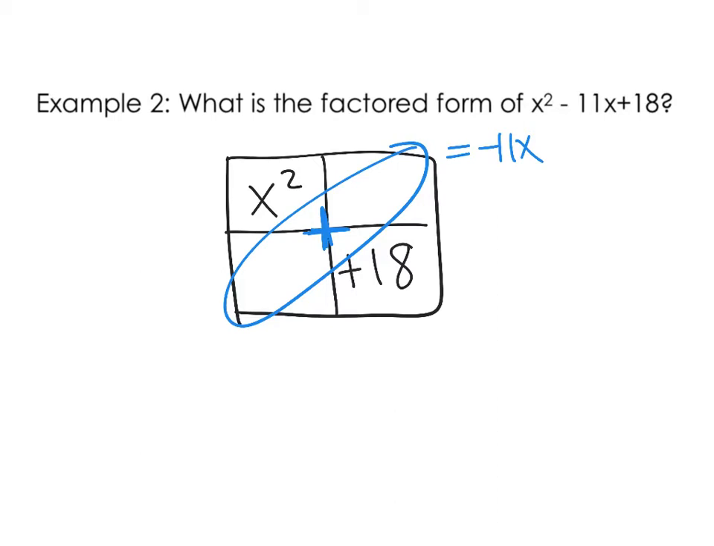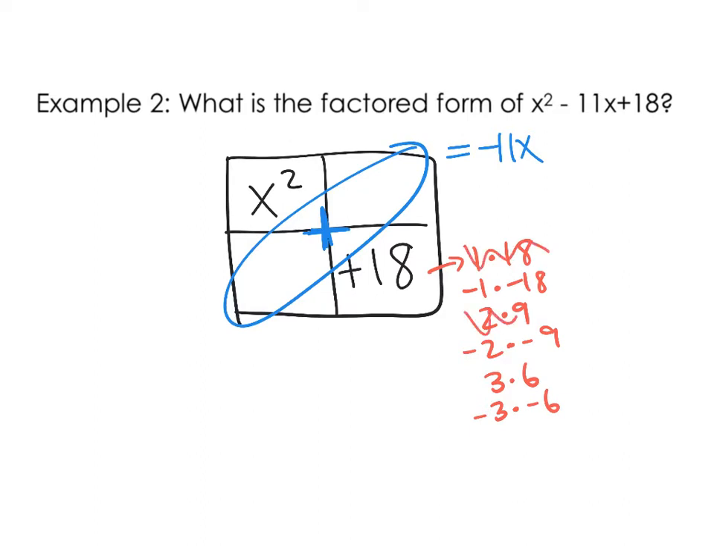So let's think about what is going to multiply to be positive 18. 1 times 18 could work. Negative 1 times negative 18. 2 times 9 or negative 2 times negative 9. 3 times 6 or negative 3 times negative 6. So we got a lot of options here. I know that for sure since we have that negative in the middle, that's what our diagonals need to be. I don't think these positives are going to work. We're going to need negatives this time.